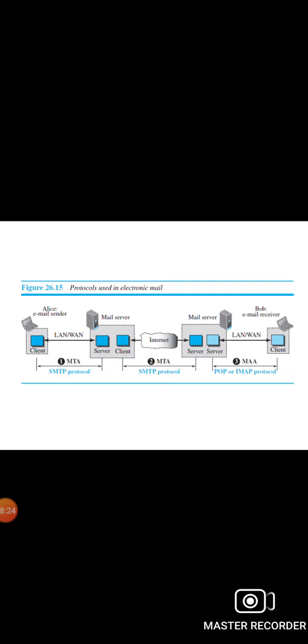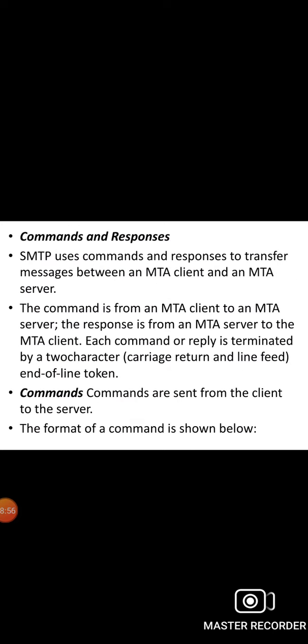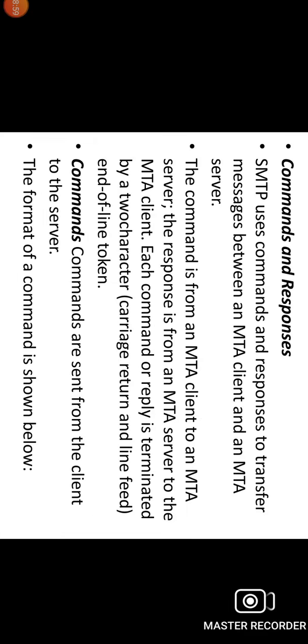SMTP is used 2 times: between the sender and the sender's mail server, and between the 2 mail servers. And another protocol is needed between the mail server and the receiver also. So SMTP simply defines how commands and responses must be sent back and forth. Each network is free to use a software package for implementation. Now let's see the mechanism of mail transfer by SMTP. SMTP uses commands and responses to transfer messages between the MTA client and the MTA server.